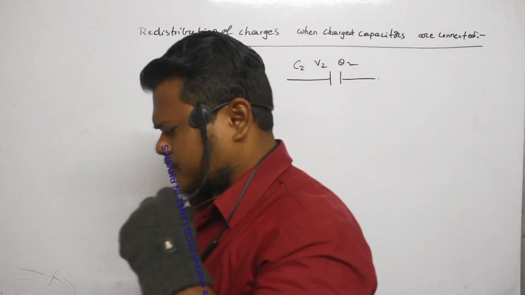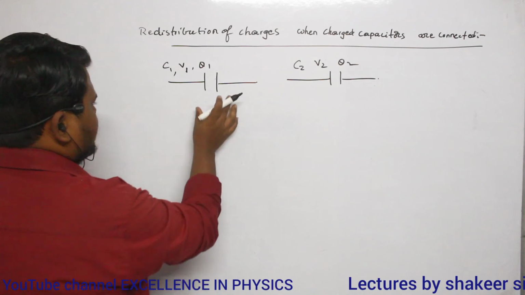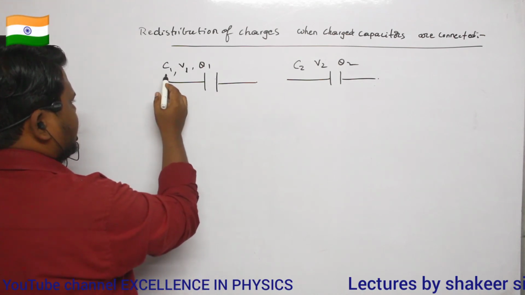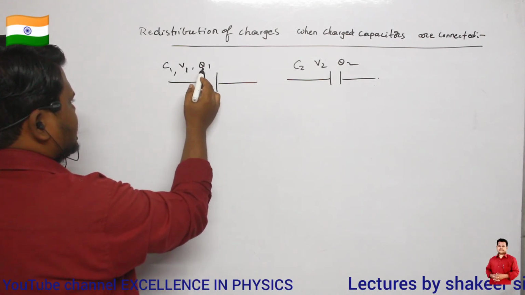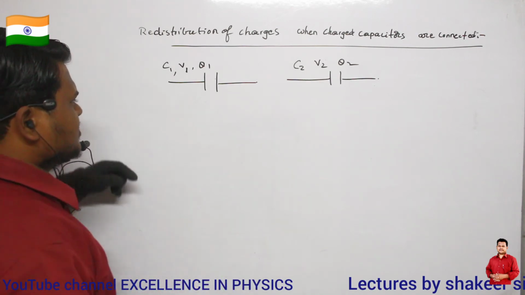Distribution of charges when charged capacitors are connected with each other. So first capacitor, these are the capacitances, initial potential and initial charge. This is the second capacitor. Are you able to understand?